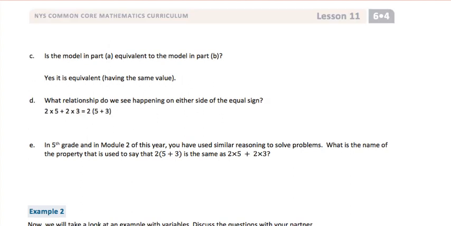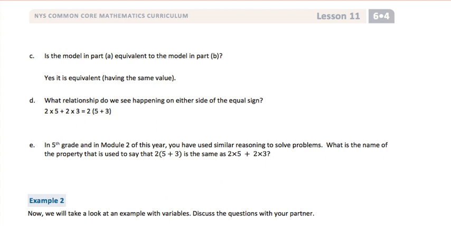So when we look at the two expressions, we have 2 times 5 plus 2 times 3. That was our first relationship that we wrote, is equal to 2 times 5 plus 3. And so in 5th grade and in Module 2 of this year, you've used similar reasoning to solve problems. What's the name of the property that is used to say that 2 times the quantity 5 plus 3 is the same as 2 times 5 plus 2 times 3? And hopefully we remember that as the distributive property.